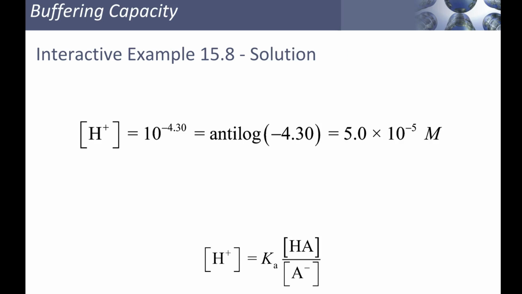So, what do you know about your hydrogen ion concentration? Well, your hydrogen ion concentration is 10 to the power of negative pH. The pH happens to be 4.30 because that's what they want. When you take the quote-unquote anti-log, which is really just an exponent with the opposite sign, you end up with a hydrogen ion concentration of 5 times 10 to the negative 5 molar.